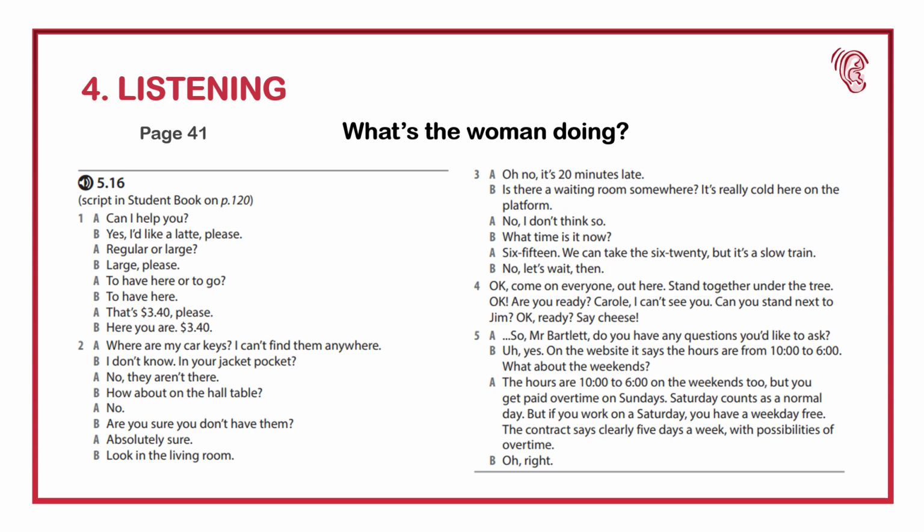5. So, Mr. Bartlett, do you have any questions you'd like to ask? Oh, yes. On the website, it says the hours are from 10 to 6. What about the weekends? The hours are 10 to 6 on the weekends too, but you will get paid overtime on Sundays. So you get paid overtime. Overtime means extra time. The hours that you work, but are extra that you shouldn't normally work.